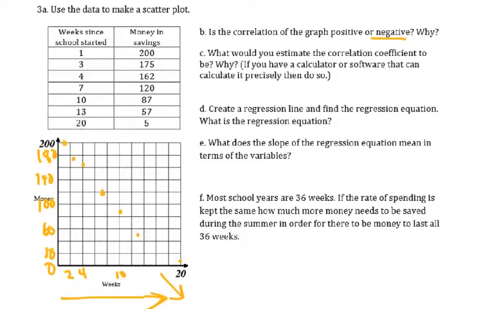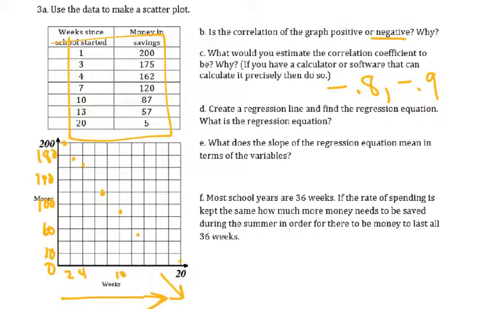So ours is going down, negative. It's a pretty straight line, so maybe like a negative 0.8 or negative 0.9. And we can double check this in class with the calculator, take a look at these and do it that way to see. It says create a regression line. That's a line of best fit. And find the regression equation.